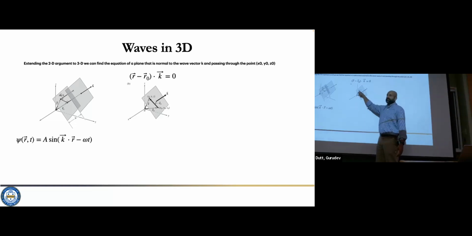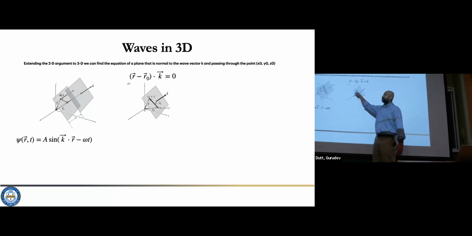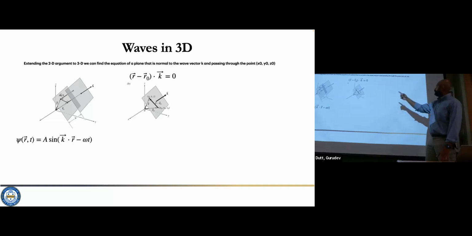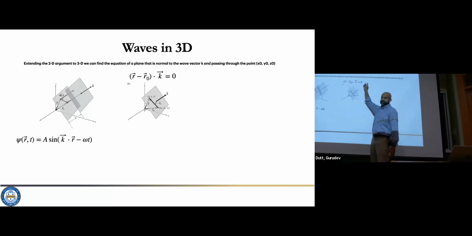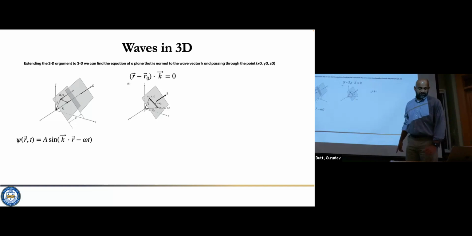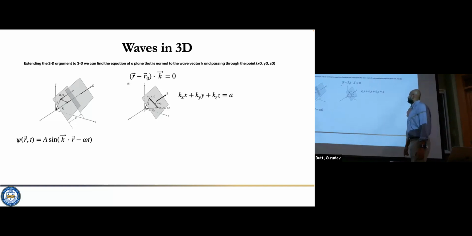Then any point xyz in the plane, the vector from this point, let's call it A, to the point P, where we are trying to find the equation, which is in the plane, then this r minus r0 must be perpendicular to k. So r minus r0 dot product with k must be 0. So now substitute for r and r0.